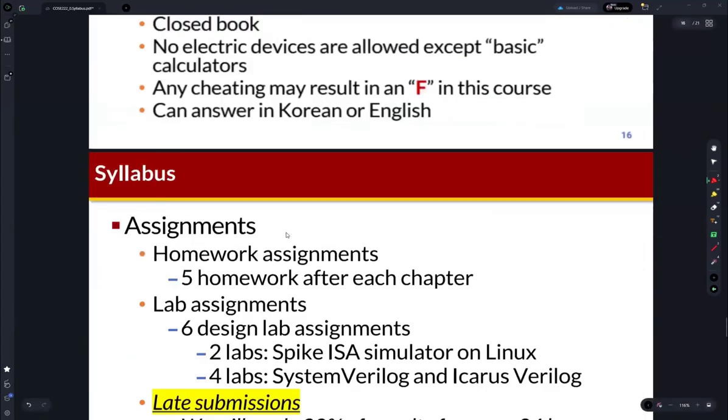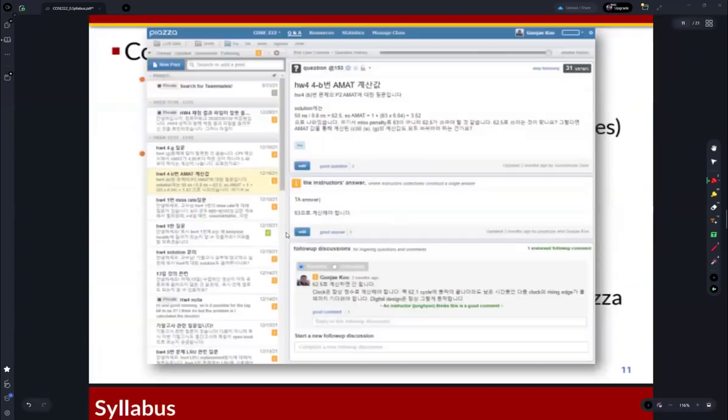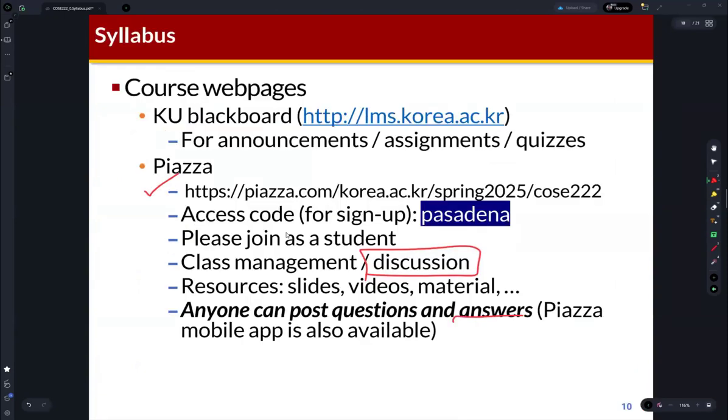If you have any questions, you can post them on Piazza, and you need to register on Piazza as a student, right? Okay.